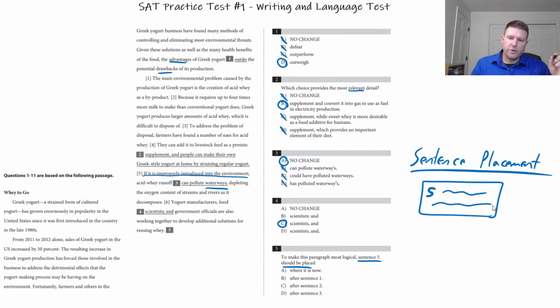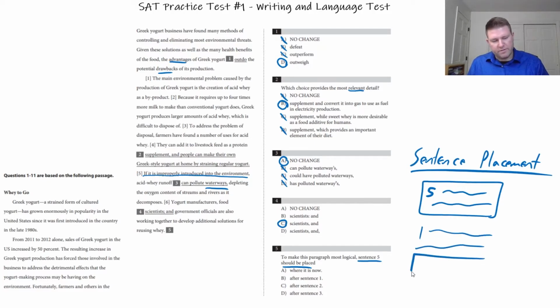And then you're going to want to go to the earliest place in the paragraph where they offer to plug this sentence in, which is actually not where it is now. It's after sentence 1. Okay, so if we go to sentence 1, what we're going to do is read sentence 1, and then we're going to go and read sentence 5.